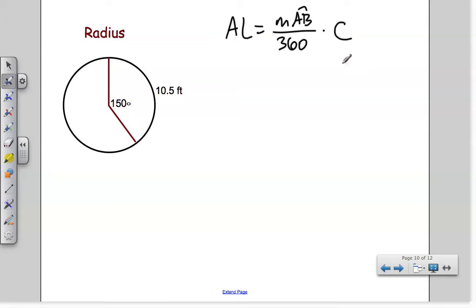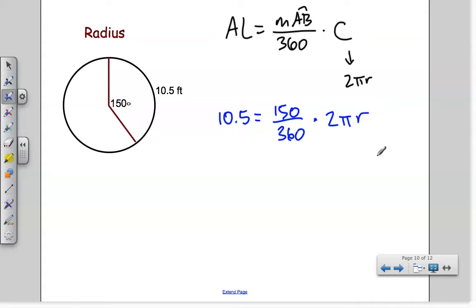I need the radius, so for circumference I'm definitely going to put 2 pi r since I need radius. Alright, arc length, 10.5 feet is the length of an arc. That is 150 degrees out of a total of 360 degrees, of that total circumference, and since I'm looking for radius, I'm going to put 2 pi r.